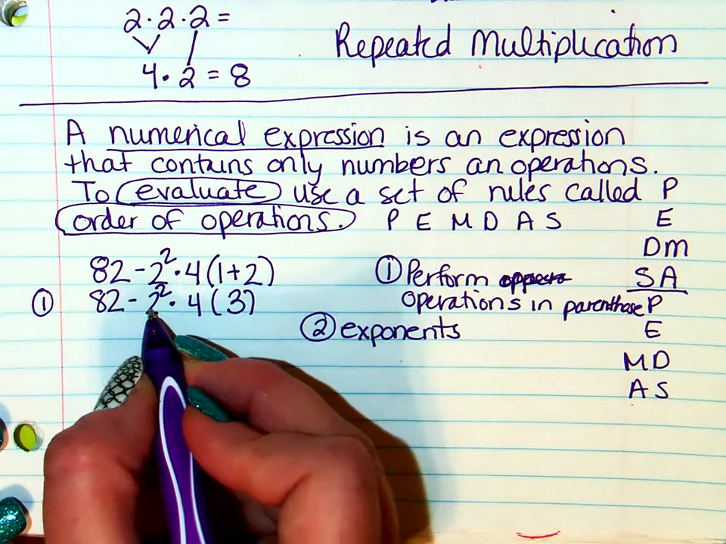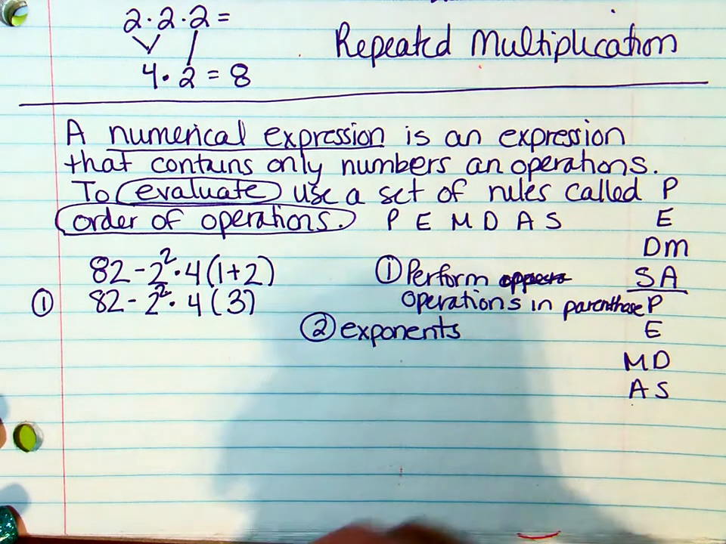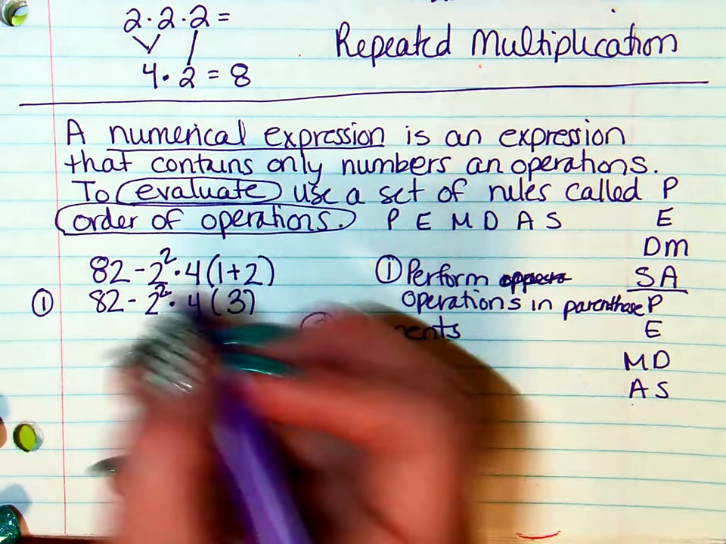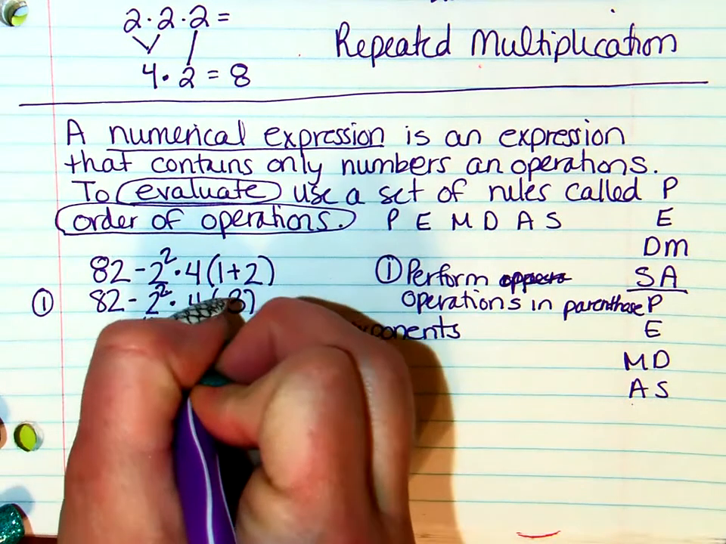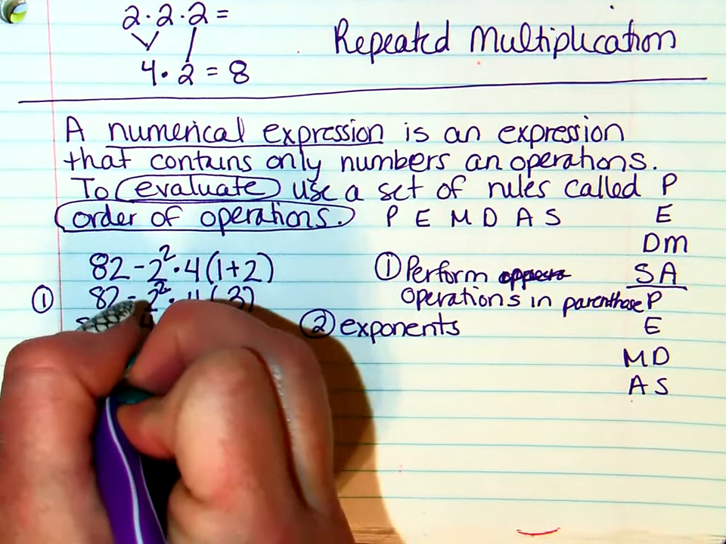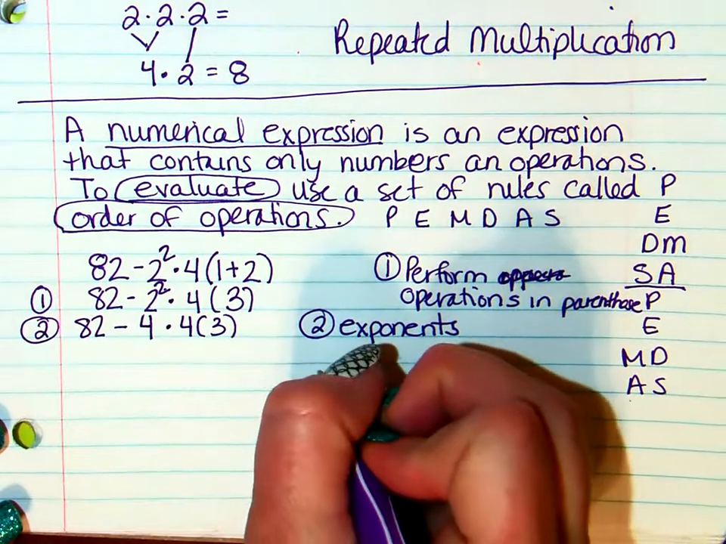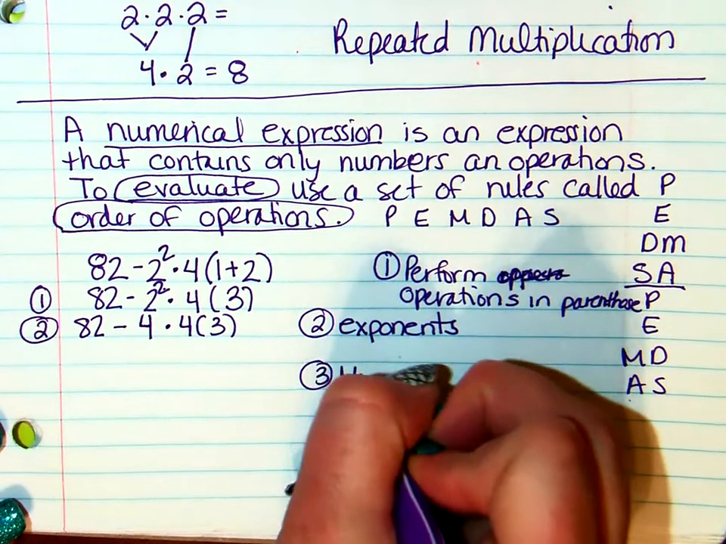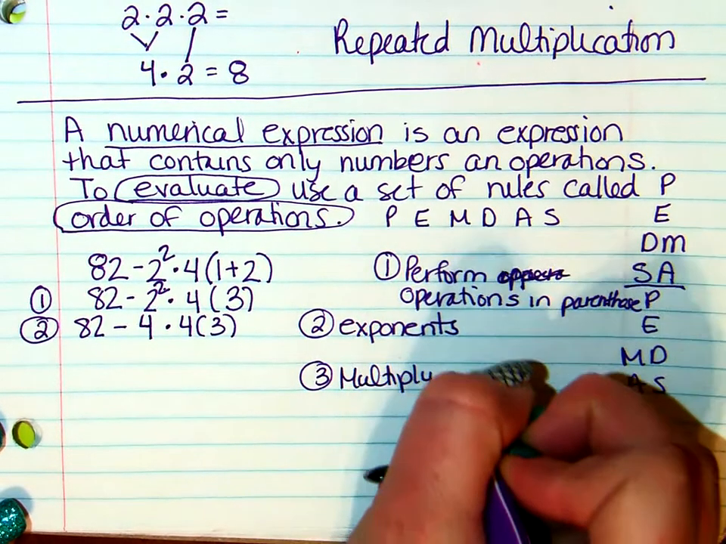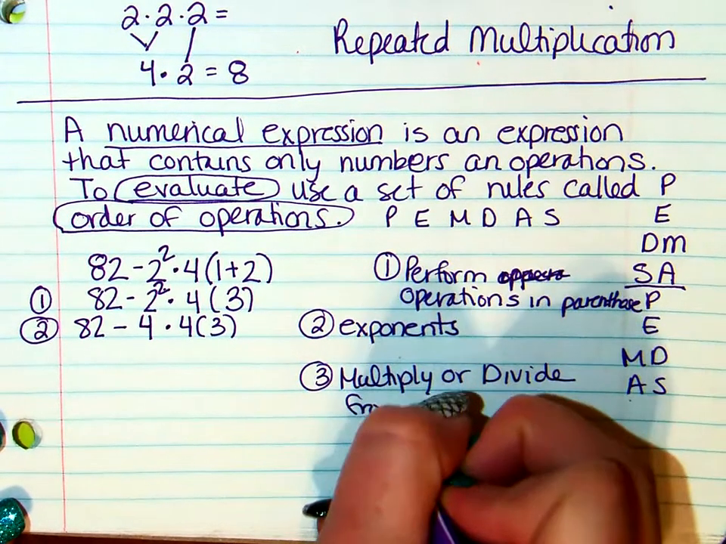So our exponent is 2 to the second power, 2 squared. That basically means you're doing 2 times 2. Well, 2 times 2 is 4. All right, let's write everything else back down. That was easy enough. So this was step 2. Step 3, multiply or divide from left to right.